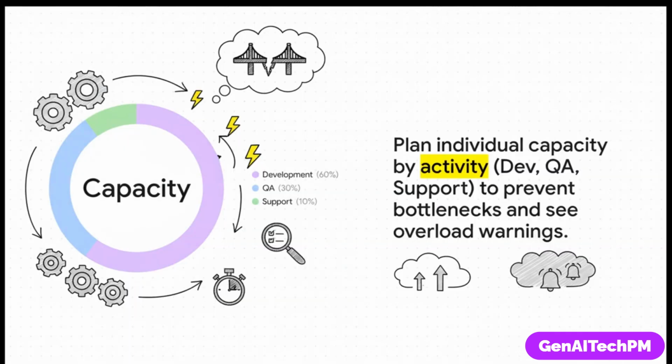And this is why capacity planning is so critical. You're not just thinking about total hours available, you're planning by activity. Take a look at this chart. The team has planned for 60% of their time to be development and 30% to be QA. This lets them see right up front if they actually have enough testing time for all the new code they want to write. It helps you spot bottlenecks before the sprint even begins.